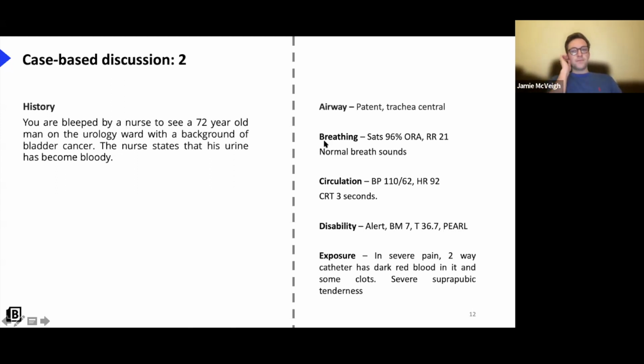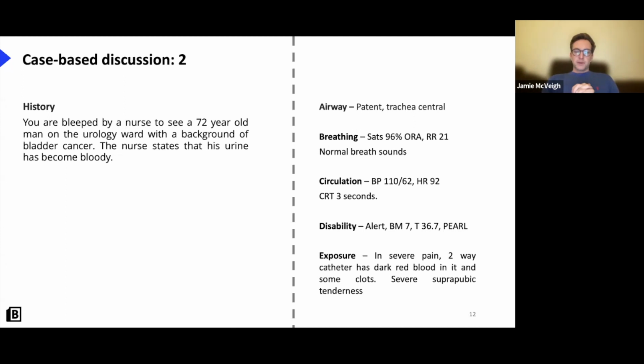On circulation, his blood pressure's fine and his heart rate's a little bit high, but we're not really worried about that. Again, cap refill time's 3 seconds. So he's a bit dry, and there's no cause for major concern, but we just want to keep an eye on that. Disability is fine. There's no problems there.